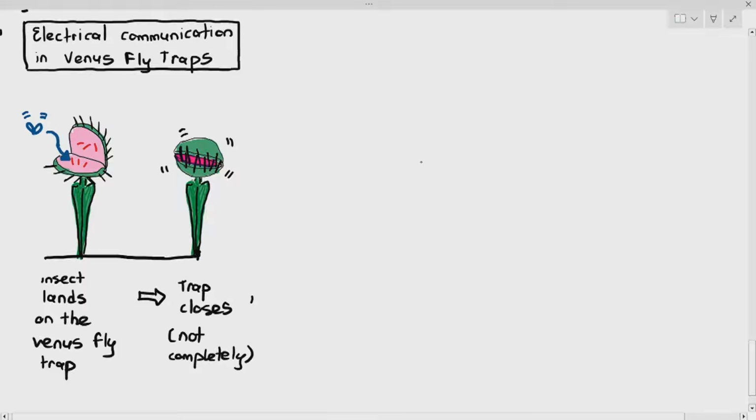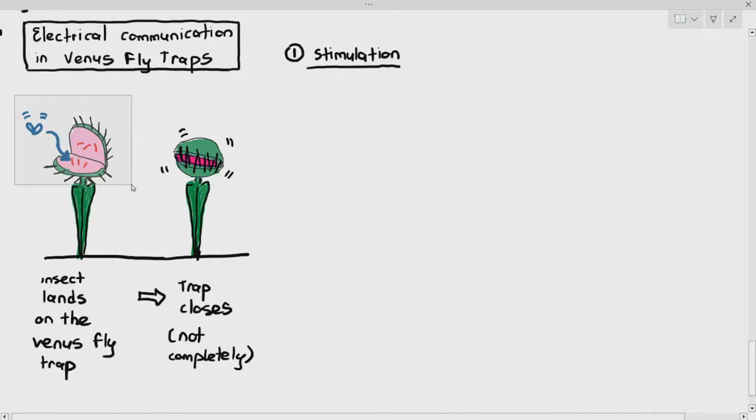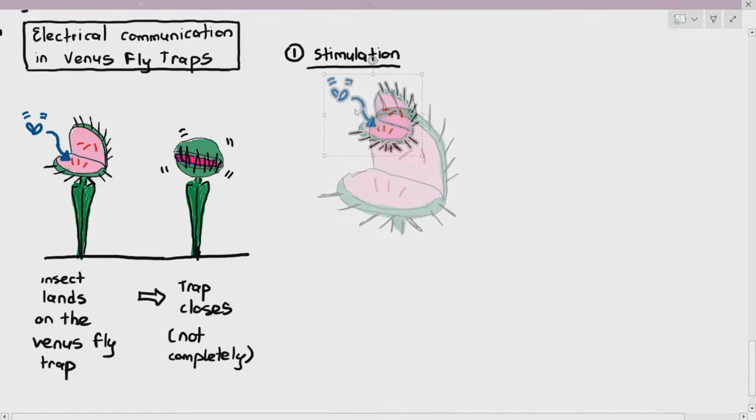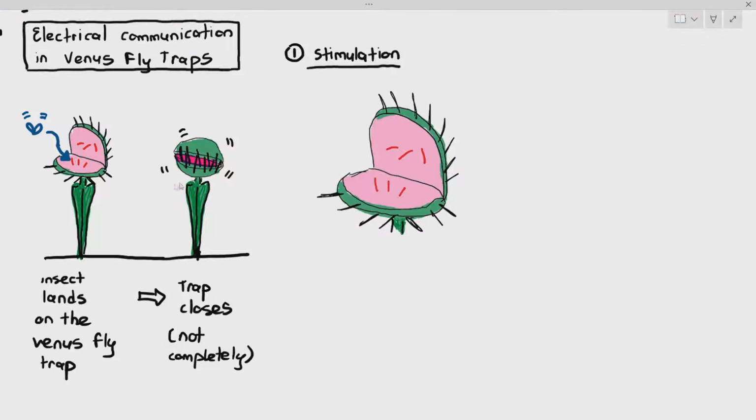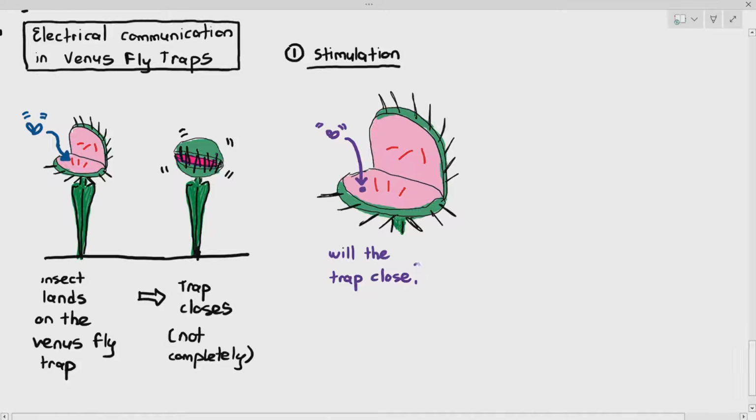So the first thing that we want to cover is the stage of stimulation. Now, I'm drawing out the leaf lobe over here, and you can see each leaf lobe has 3 sensory hairs. Now, the first question I'm going to ask is this. The insect was just buzzing around, and it innocently lands at that particular spot, which I've put as a dot. Will the Venus flytrap close in this case? The answer is no, it will not close.